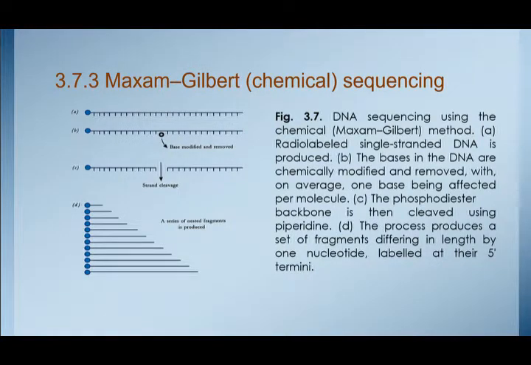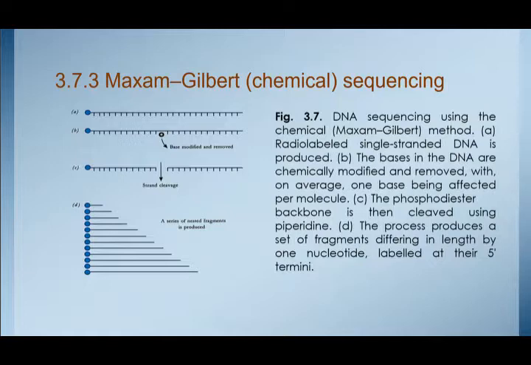Maxam-Gilbert sequencing, or chemical sequencing. A defined fragment of DNA is required as the starting material. This need not be cloned in a plasmid vector, so the technique is applicable to any DNA fragment. The DNA is radiolabeled with phosphorus-32 at the 5' ends of each strand, and the strands are denatured, separated, and purified to give a population of labeled strands for the sequencing reactions.